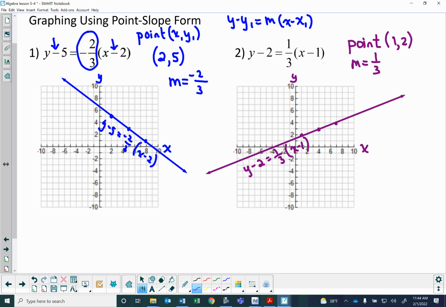So simply, if you understand point slope form, you can graph it if you understand how to find the point and how to find the slope. You don't have to do anything with your formula. You can just leave it at that.